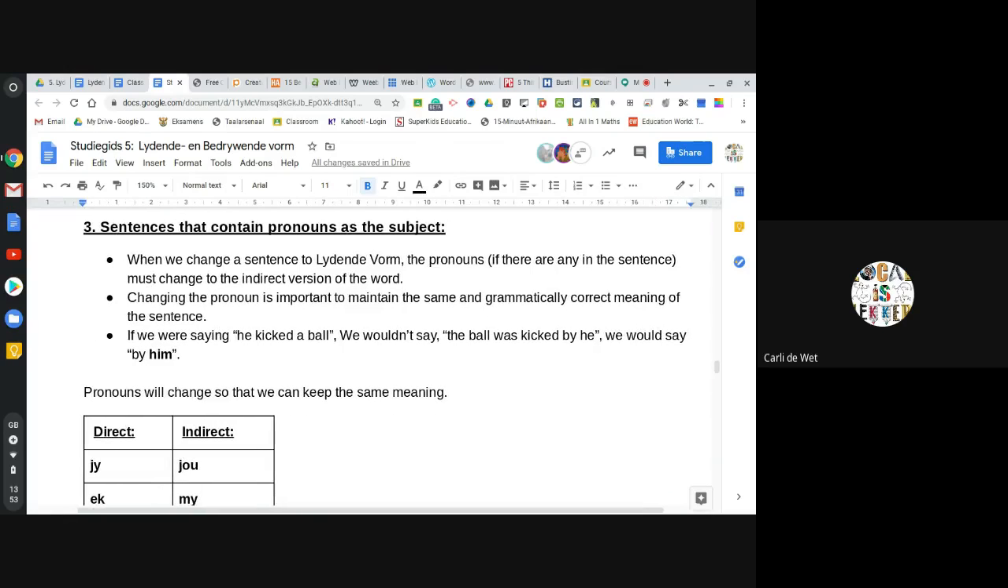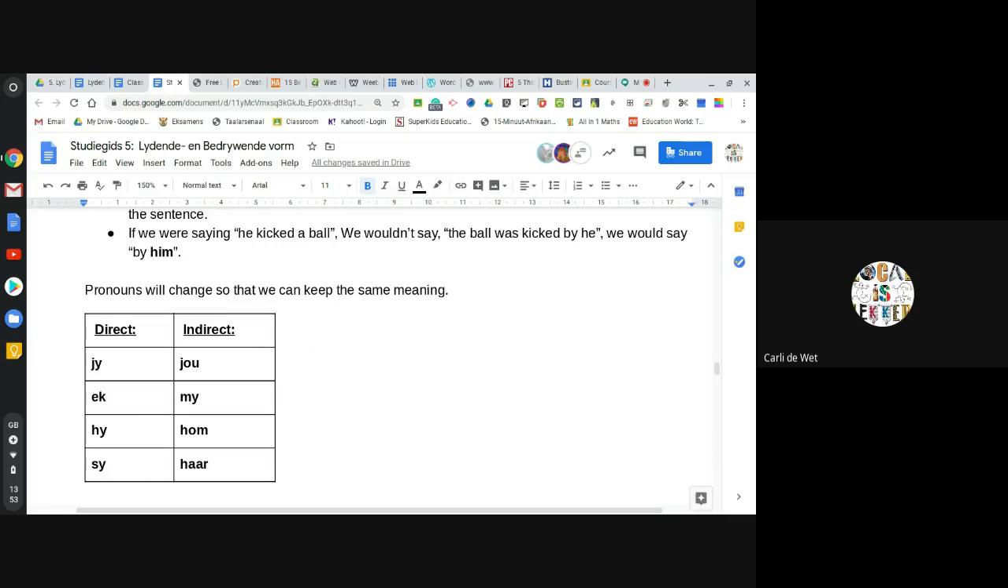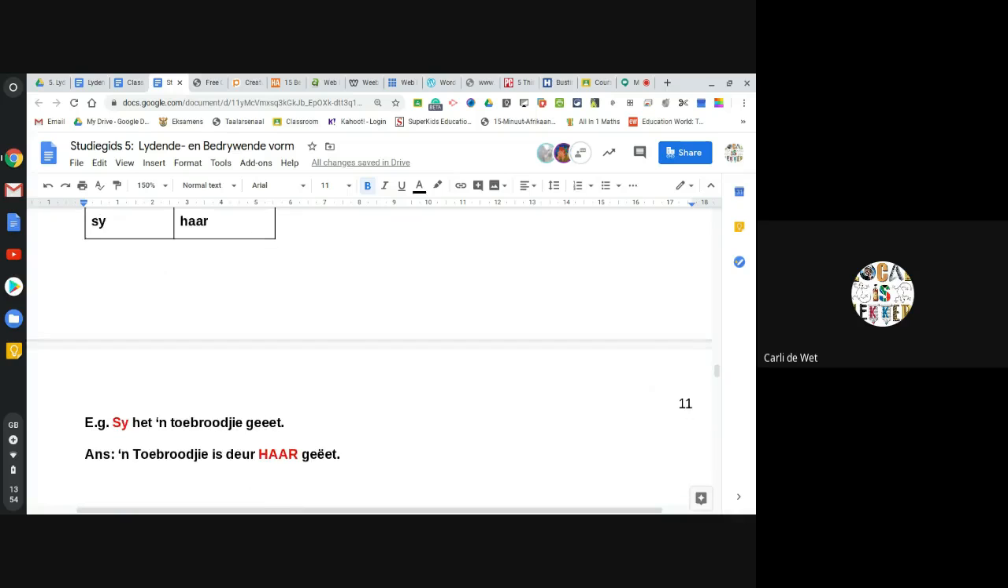Okay. So now if I have a sentence that contains a pronoun as the subject. So where is the subject typically in Stompie? Right in the front. So if I have a pronoun as a subject, I will have to change it. It's the same in English. If I say, he kicked the ball, I'm not going to say the ball was kicked by he. I'm going to say the ball was kicked by him. So it's exactly the same as in English. So jy is going to change to jou, ek is going to change to my, hy to hom, sy to haar. Okay, it's not a lot to learn.